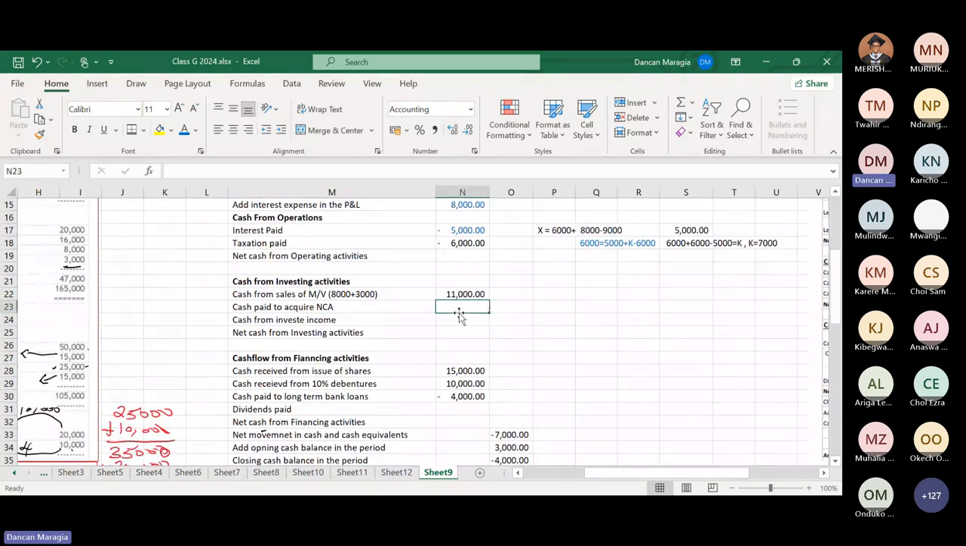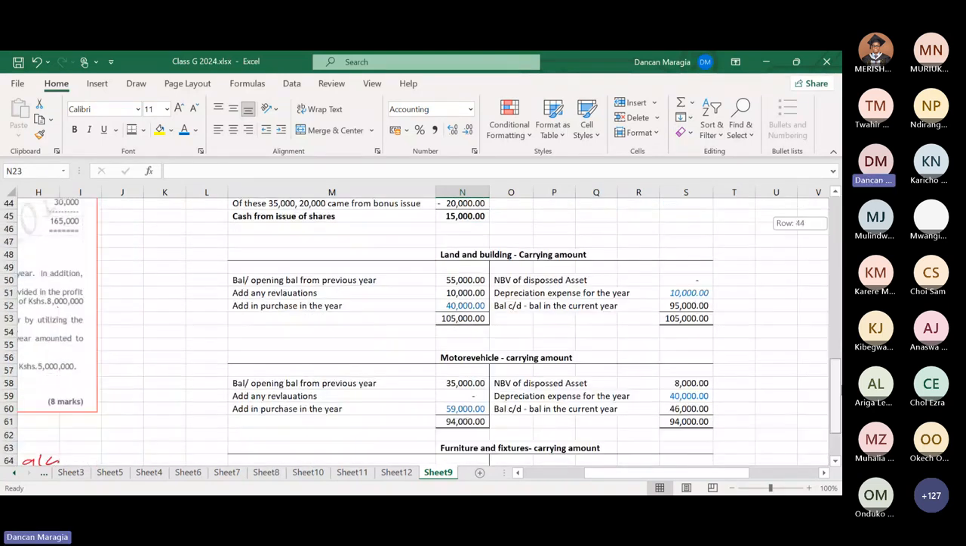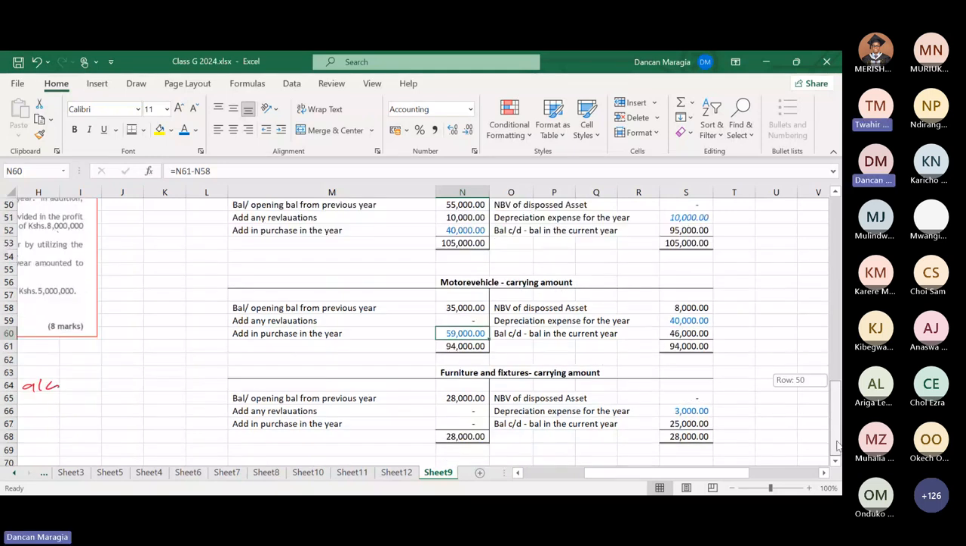Cash paid to acquire non-current assets. As this was add back, positive, here should be a negative now. Cash paid was 40 and 59: 99.